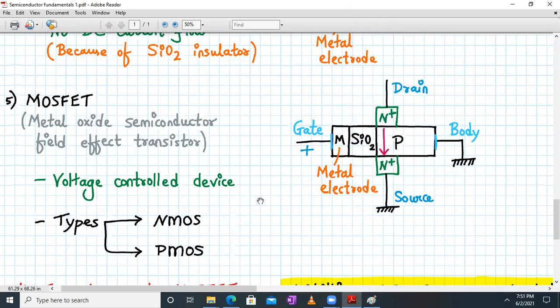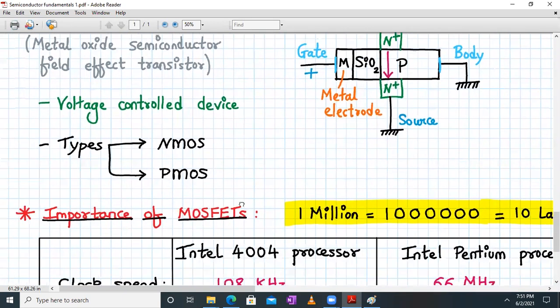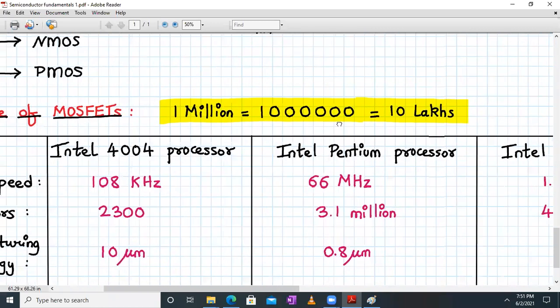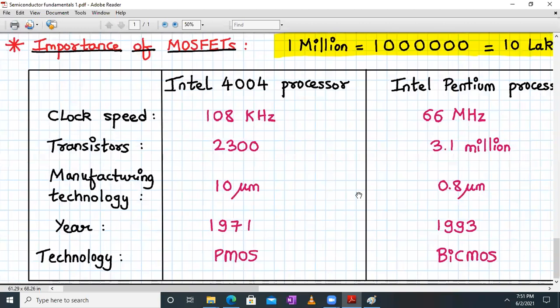Okay, so now in the next 1 minute we will see why MOSFET is so important. Okay, so the importance of MOSFET, just to give you some numbers, 1 million means around 10 lakh. Okay, so let's compare Intel processors. So this was the first microprocessor invented in the year 1971.